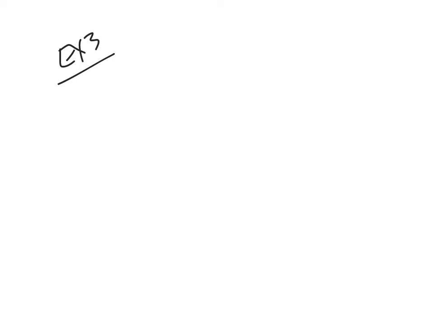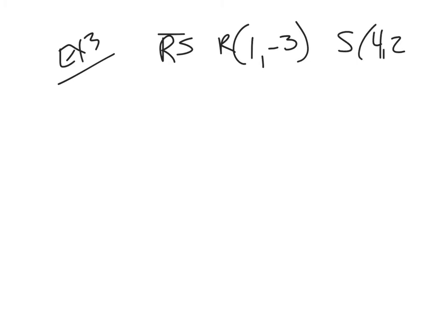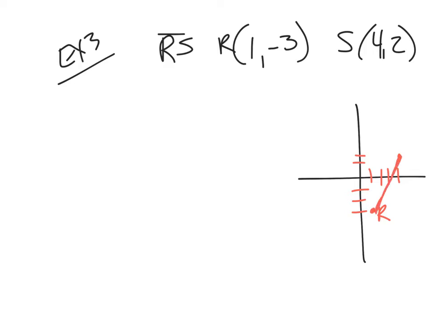It says the endpoints of RS are 1, comma, negative 3. That's what R is. And S is 4, comma, 2. Find the coordinates of the midpoint. You don't have to graph it, but if you were to graph it, we go over 1, down 3. There's one point, this is R. And S is over 4, up 2. There's another point. So we're trying to find the middle point of this line. Again, you don't have to graph this to do it. I'm just giving you the visual.